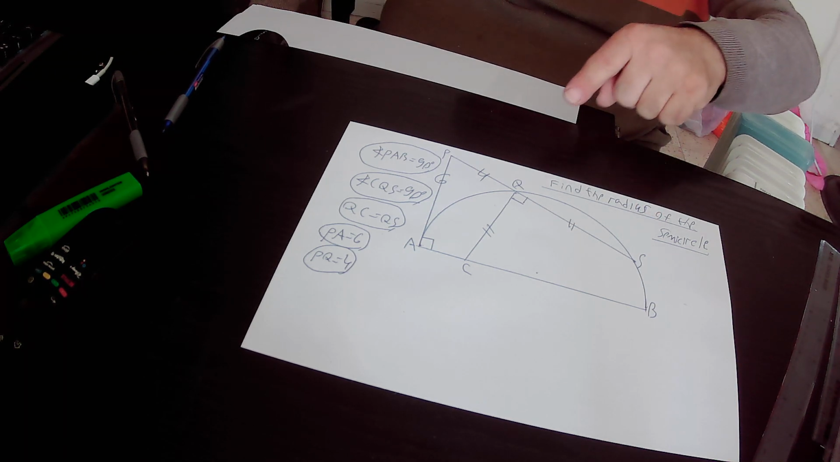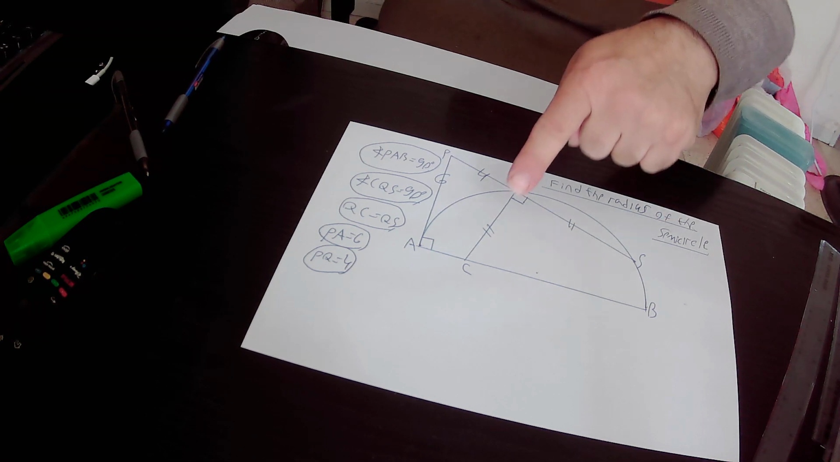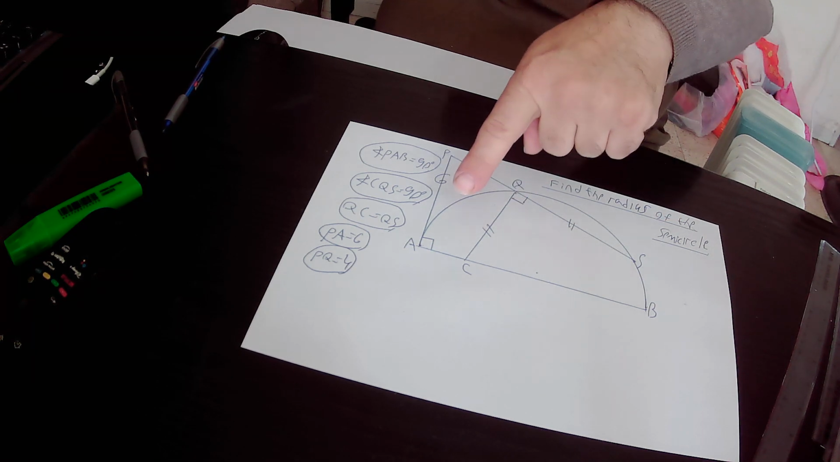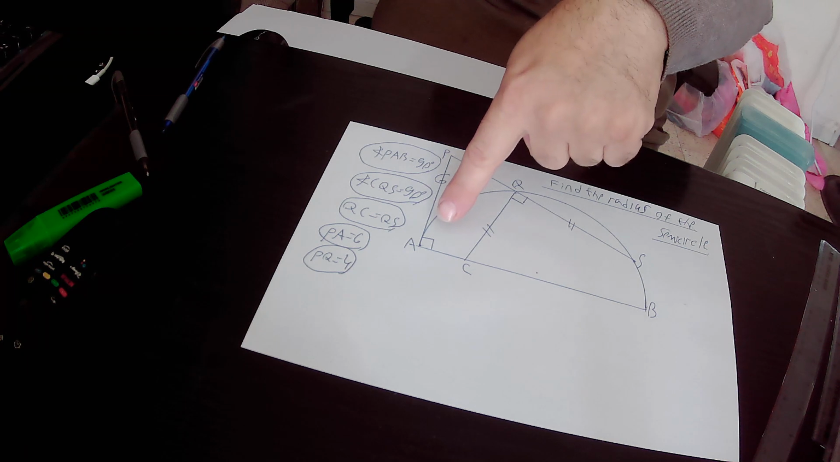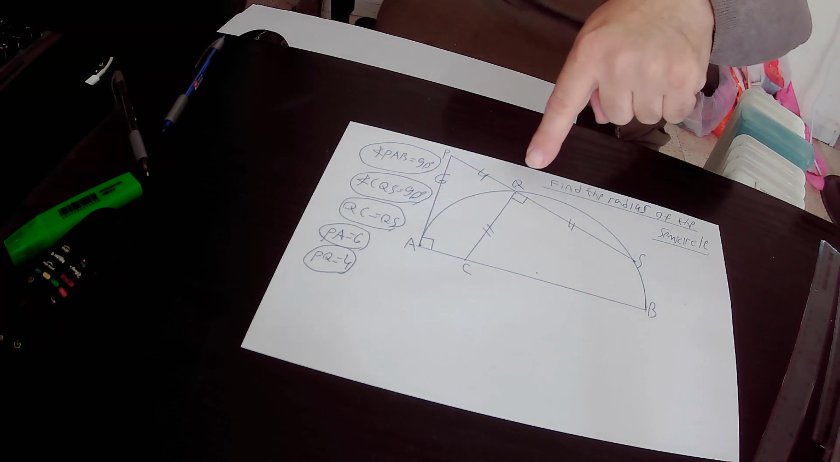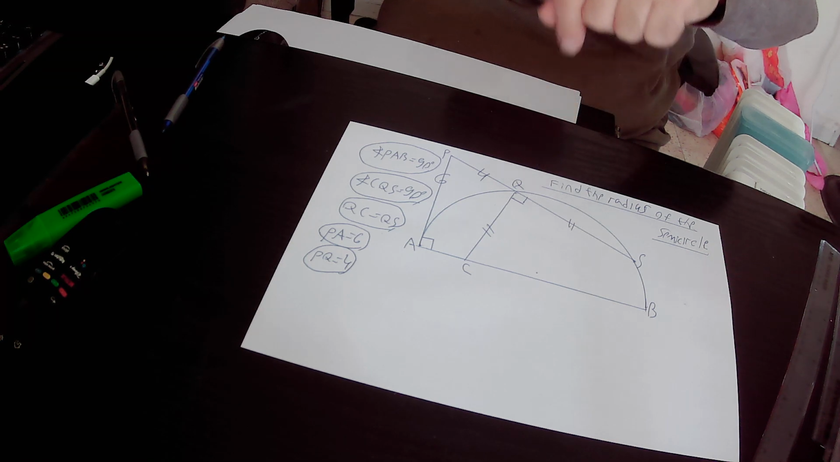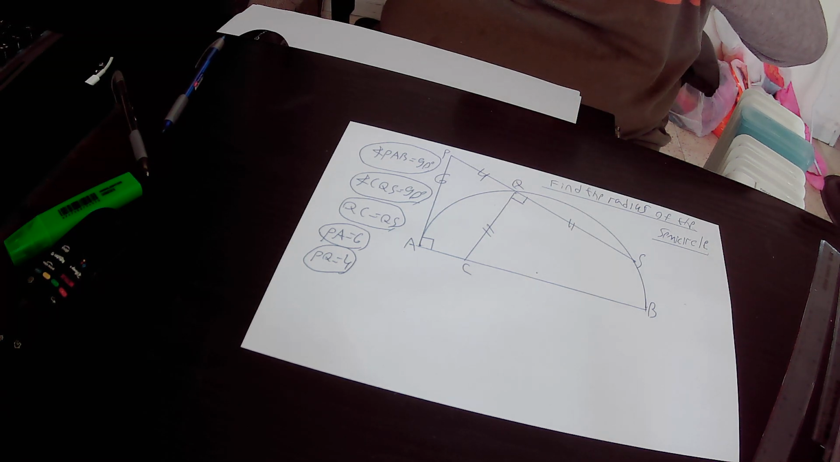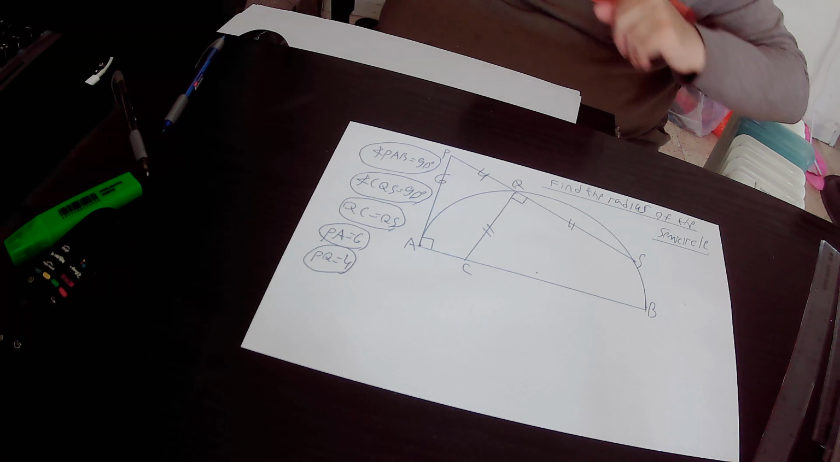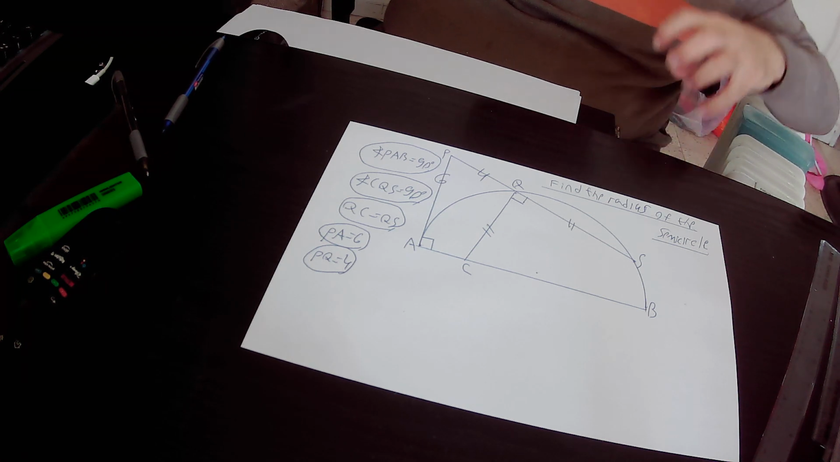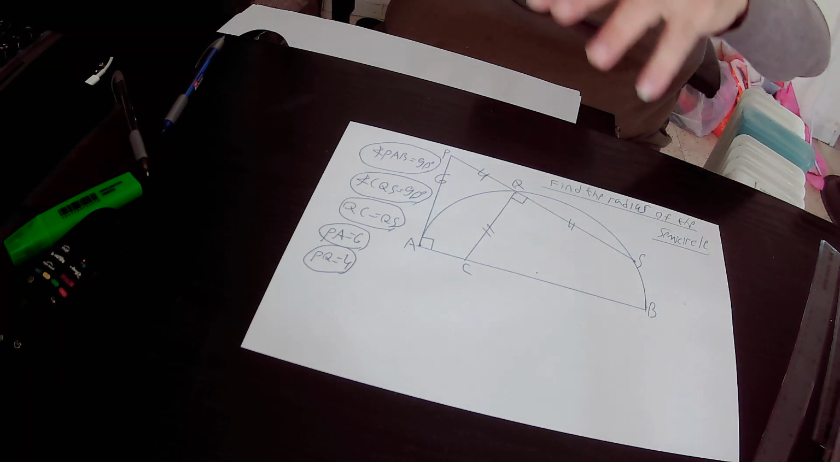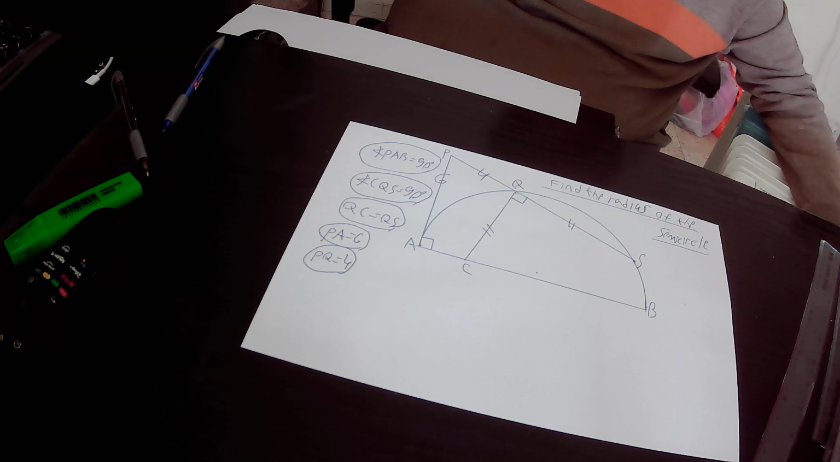We also know that QS equals QC. This is angle PAB, that is equal to 90 degrees. This angle SQC also equals 90 degrees in its size. Again, our mission is to find out the radius of this semicircle.